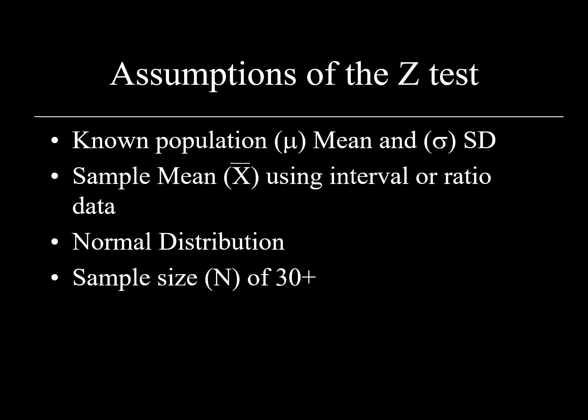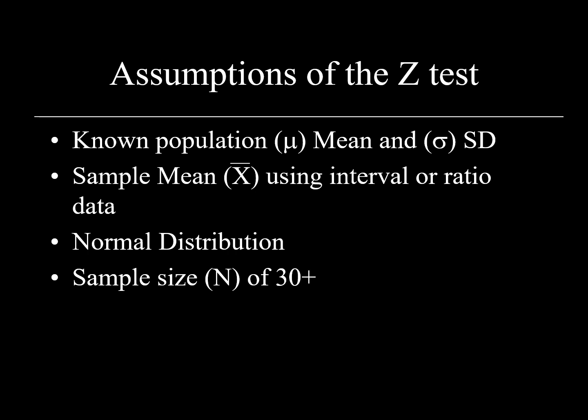So, the assumptions of the z-test: we have a known population mean, and we also have the standard deviation for that population. Notice that when we're talking about a sample mean and standard deviation, we use x with a line over it, and we use SD or S. However, when we're referring to a population's mean, we use the Greek letter mu, and we represent the standard deviation with sigma.